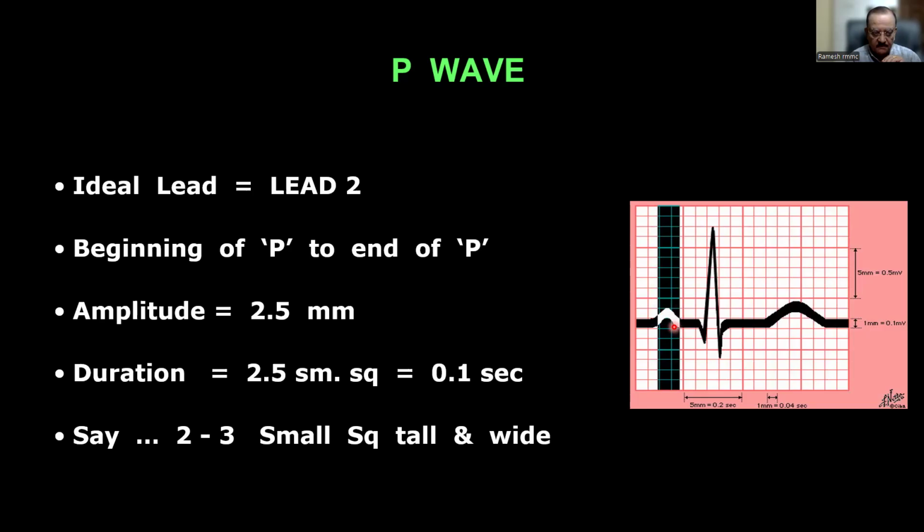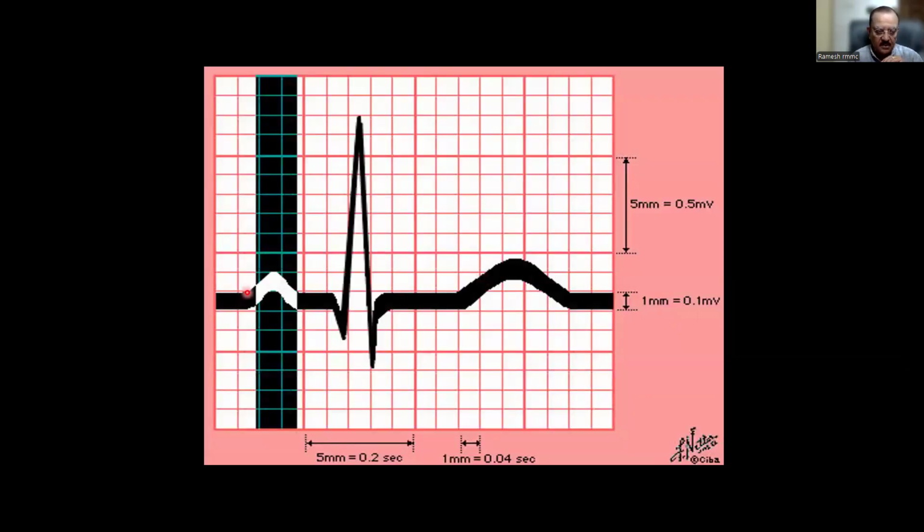No problem. Okay. So see from here to here. How many small squares are there? What is the amplitude here? From the baseline, you measure how many small squares there are. 2 small squares. What is the duration? Again, it's 1.5 to 2. That's all. It is less than 3. Take it as 3. 2 to 3 is the normal value. So what do you think? Is this a normal P wave or an abnormal P wave?